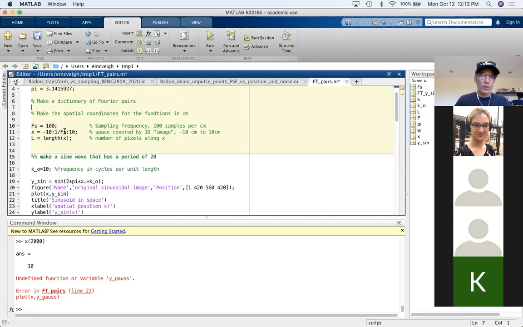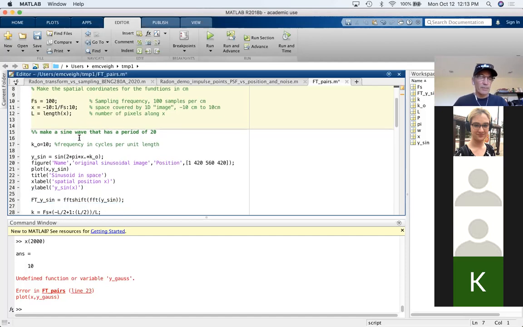We'll say it's 1 over the sampling frequency, and the sampling frequency would be 100 points per unit. That means from 0 to 1, we get basically 100 points. So we're going to get about 2,000 points if we're going across a whole width of essentially 20 centimeters. We'll get 2,000 points across that with this sampling frequency, and L is just that number, that 2,000 number.